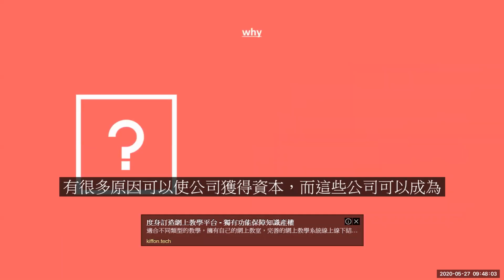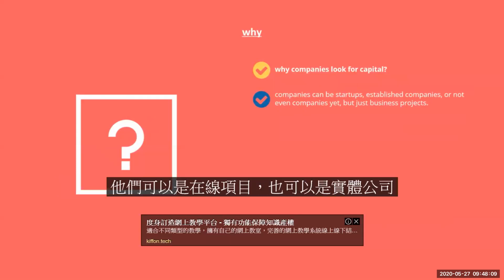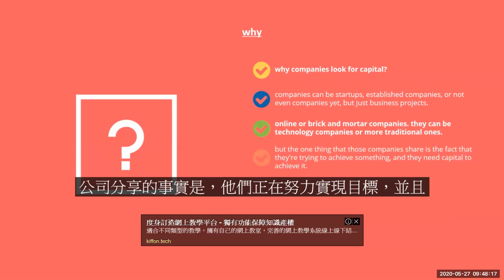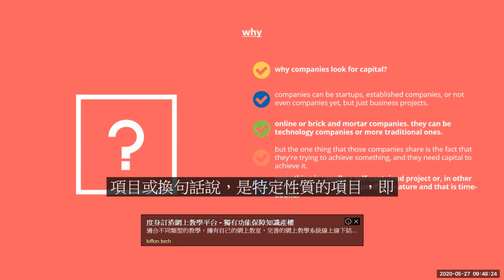There are many reasons why companies look for capital. Those companies can be startups, established companies, or not even companies yet, but just business projects. They can be online or brick-and-mortar companies. They can be technology companies or more traditional ones. But the one thing that those companies share is the fact that they're trying to achieve something and they need capital to achieve it. That something is usually a self-contained project, or in other words, a project that is specific in nature and that is time-bound.